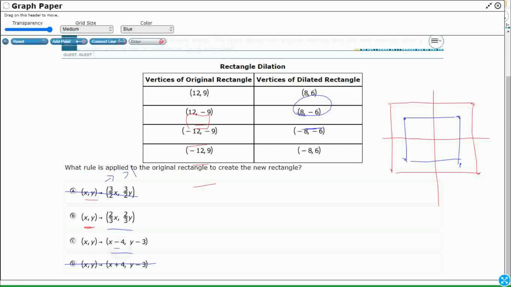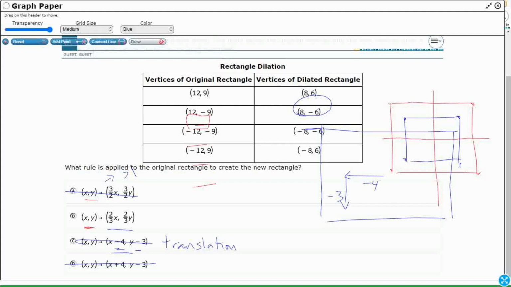But you know what? If we were to look at this C and the original right here, it would be minus 4 and then down 3. So it would go over 4 and then down 3. It would stay the exact same size, right? It would just be in a different position. This is more of what we would call a translation or a slide. So really the only one that's going to work is B, and that's going to make it smaller.